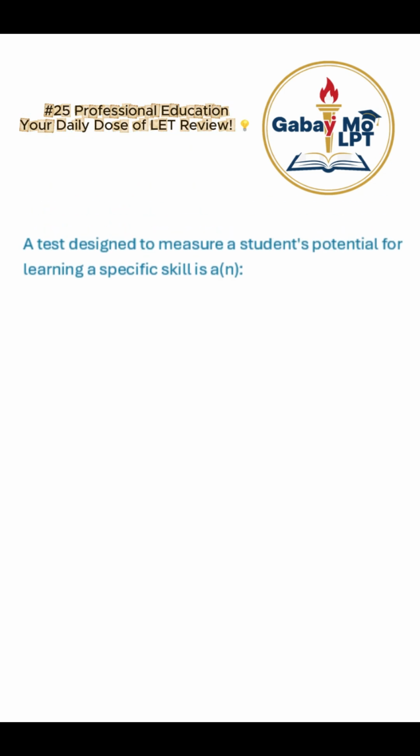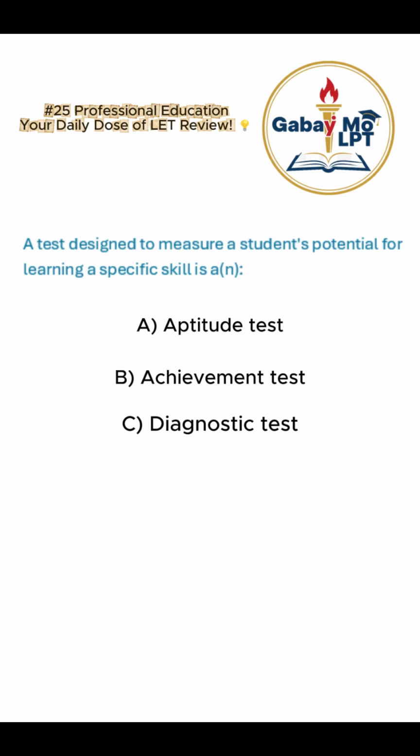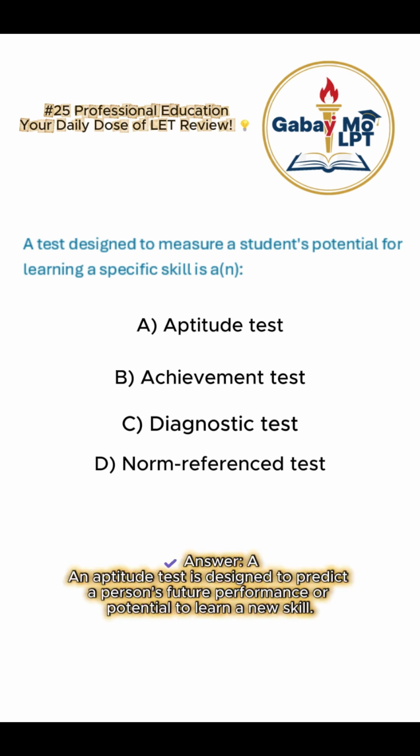useful. A test designed to measure a student's potential for learning a specific skill is: A. Aptitude test. B. Achievement test. C. Diagnostic test. D. Norm-referenced test. Answer A. An aptitude test is designed to predict a person's future performance or potential to learn a new skill.